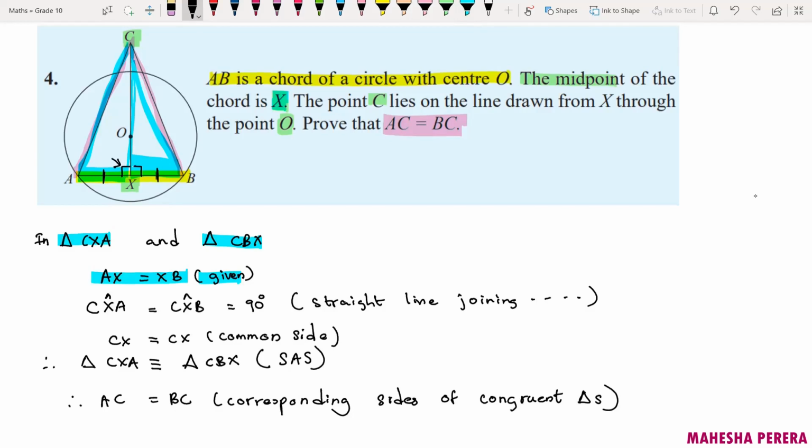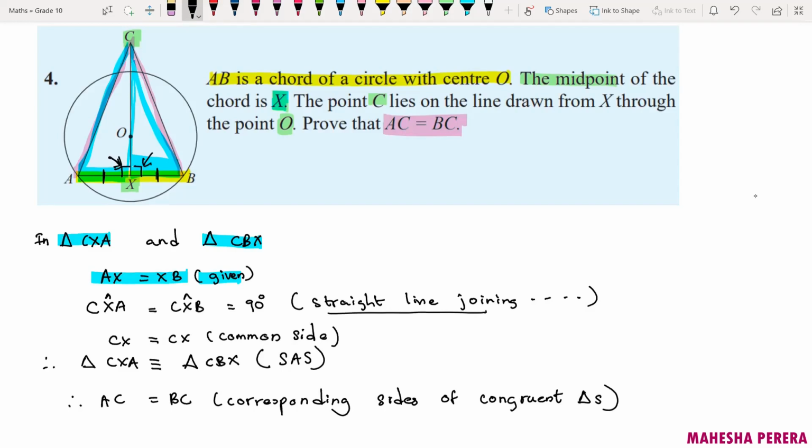So you can say angle CXA, this angle, and angle CXB, this angle, equal 90 degrees, and it is because of the theorem. So you need to write the theorem, right? I didn't write it fully. This is because of a theorem.